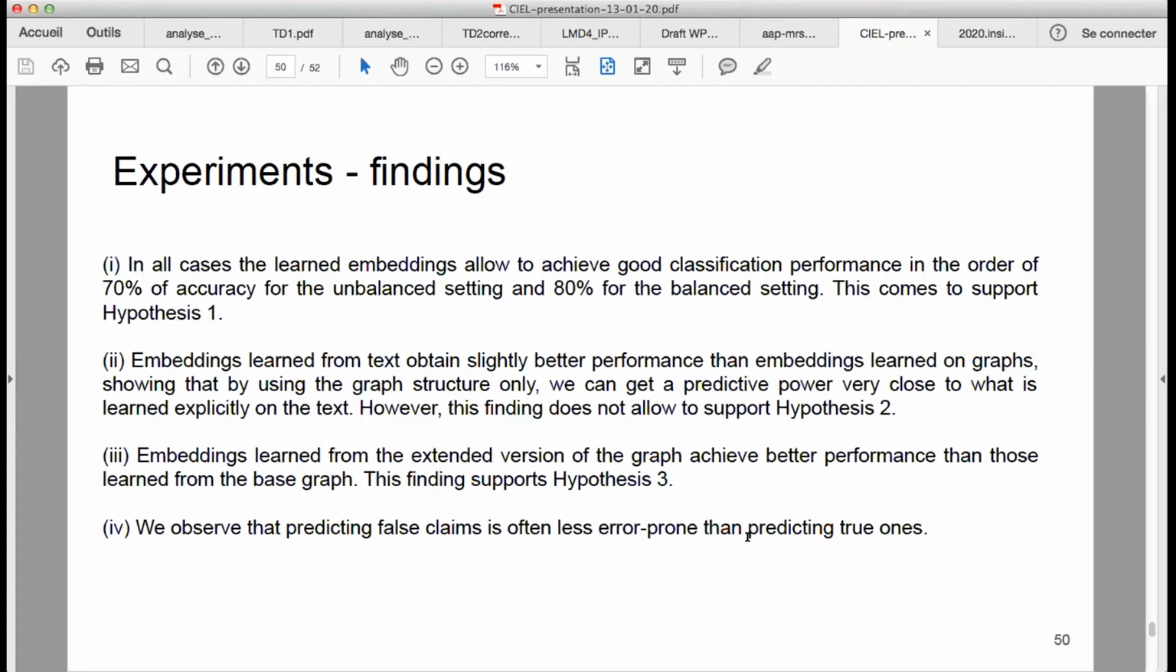What we also have seen is that the embeddings learned from the extended version of the graph, meaning where we also had knowledge from DBpedia, which comes to enrich our initial data, achieve better performance than those learned from the base graph only, which supports our third hypothesis. And we also observe that predicting false claims in the general case is less error prone. So we're better at predicting the false labels than the true ones.